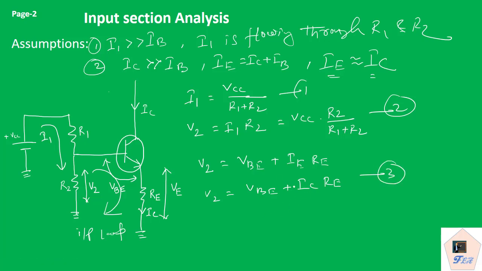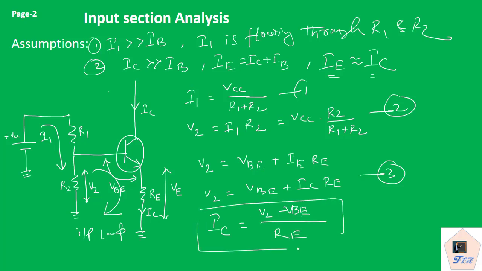If we further simplify this, rearranging equation 3, we can say that IC is equal to V2 minus VBE divided by RE. So this is the expression for the collector current IC. Call it equation number 4.